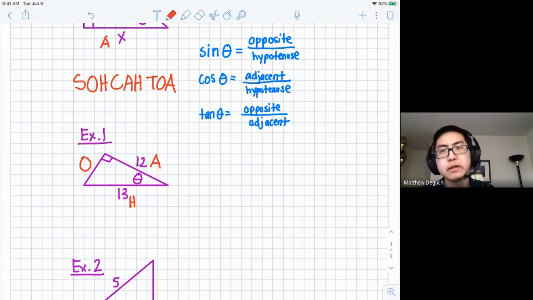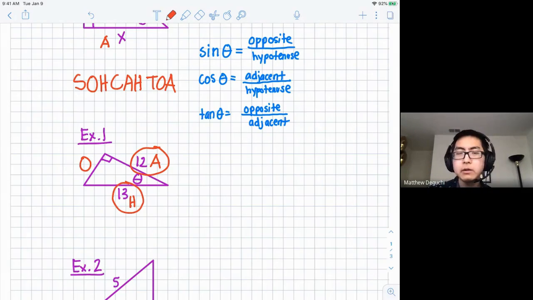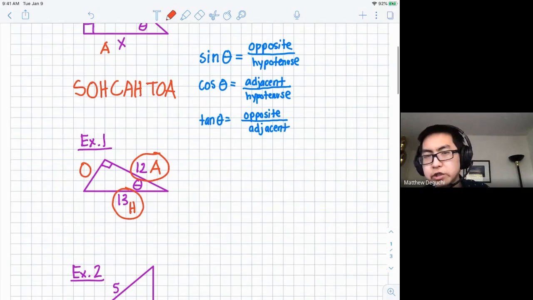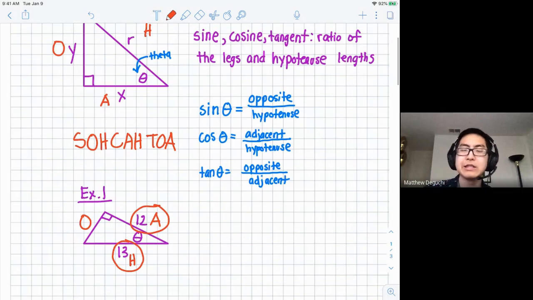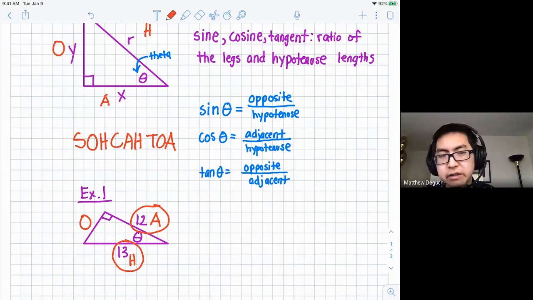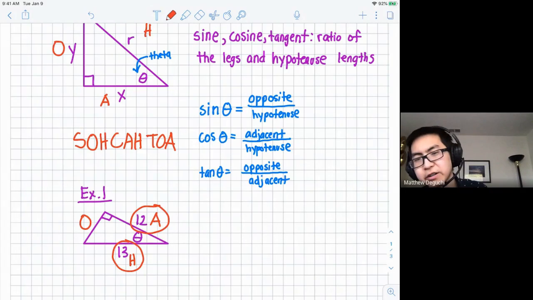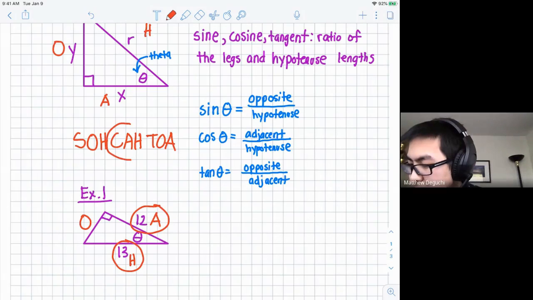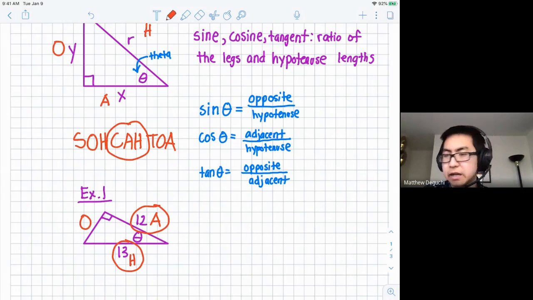Okay, now here's the question. In this problem, where is their information at? Well, there's information at the letter A, right? And there's information at the letter H. So when you guys look at your options, which trig identity uses the adjacent side? Which trig identity uses the hypotenuse side? And correct, Turner, it is cosine, because you guys see that one uses adjacent and hypotenuse.